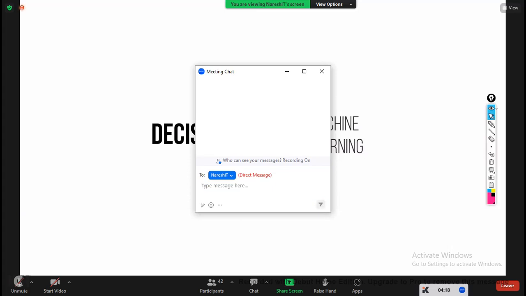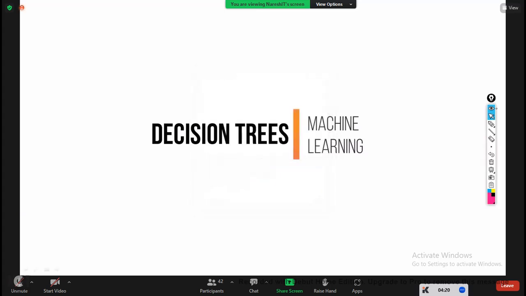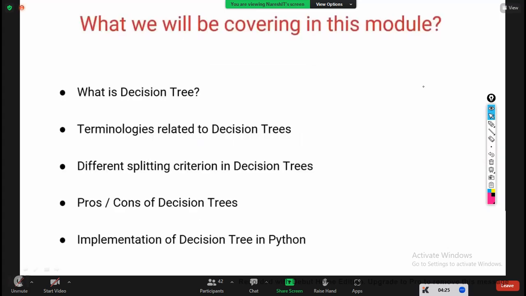So the topic is decision trees. It is also one of the types of classifiers, where it is going to classify the output variable. So in today's class, we are going to see what a decision tree is, what the various terminologies used in the decision tree are, what the different splitting criteria used in decision trees are, and what the advantages and disadvantages of decision trees are. These are the things we are going to cover in today's class.